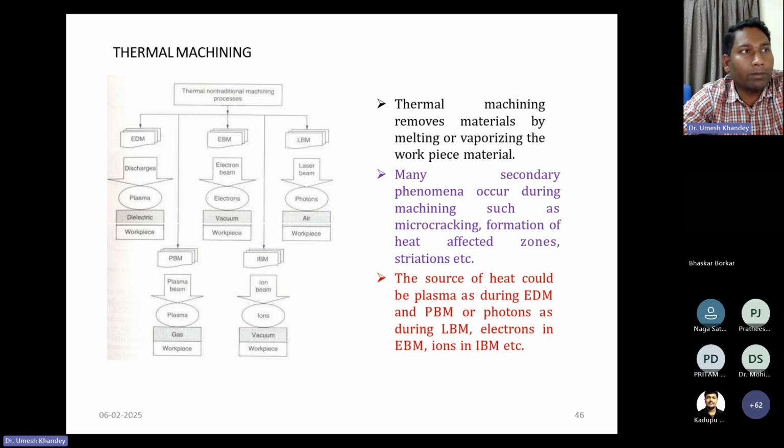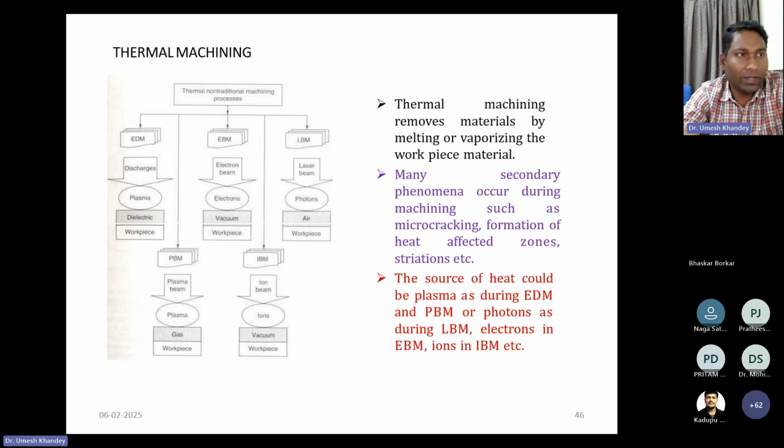Next, in the case of laser beam machining, the photon beam or laser is going to impact. Maybe it is directed through various lenses towards the workpiece and strikes a particular spot, removing the material. So in all these cases, we are generally melting and vaporizing the workpiece material from a particular spot. Many secondary phenomena occur during machining: micro cracking, formation of a heat affected zone, striation, etc.